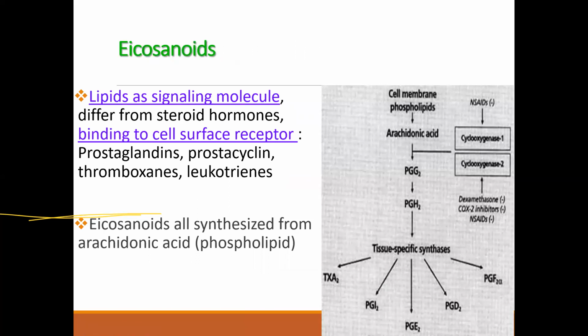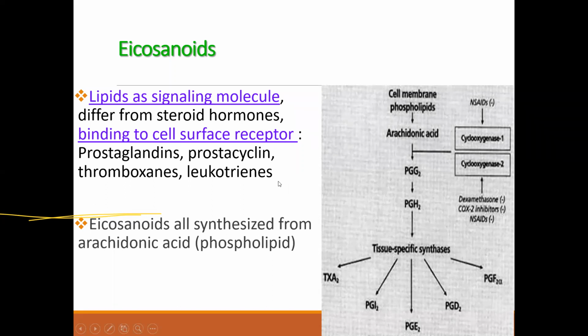Another type of signaling molecule is the lipid. From the lipid structure, we call this signaling molecule eicosanoid. It comes from lipid but is different from steroid hormones, because this signaling molecule does not have cholesterol as its precursor. That's why it is different from steroid hormones. The precursor of this signaling molecule is a fatty acid, like arachidonic acid.